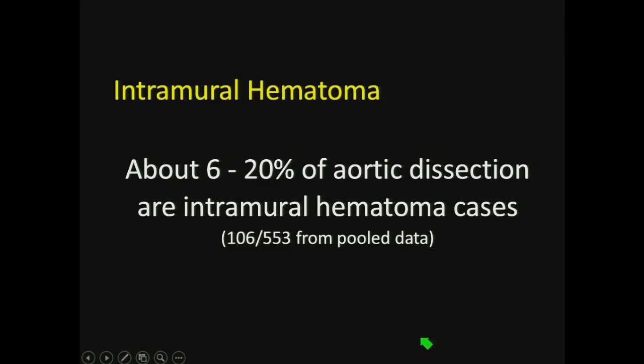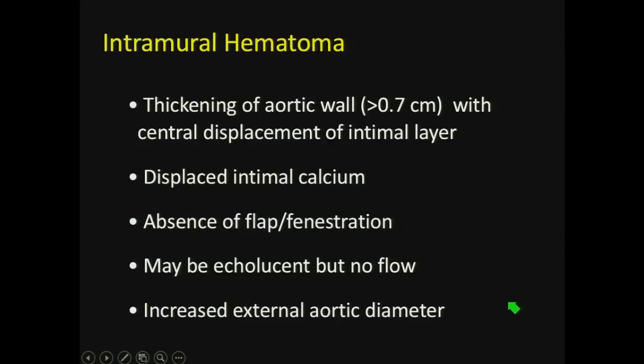And from a large pool of data, this is what one could gather. So if there are symptoms but no flap, one has to carefully look for whether there is any intramural hematoma. These are empirical numbers. If the aortic wall is 7 millimeters or higher, with the intima centrally placed, but the whole area is filled with smooth stuff, that's likely to be an intramural hematoma. If there is calcium in the intima, that would be displaced, while in atherosclerosis, calcium would often be mixed up with the atheroma, and no flap or fenestration. It could be echolucent depending upon the quality of the study, because of very soft signals, but there would not be any flow, and increased external aortic diameter.